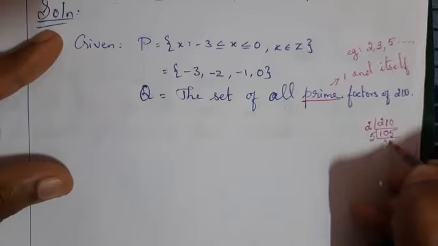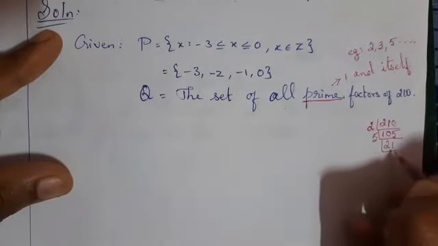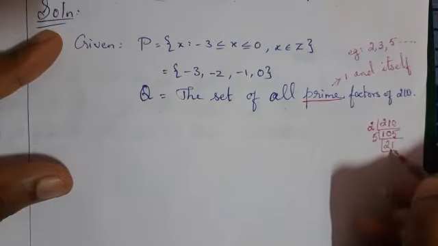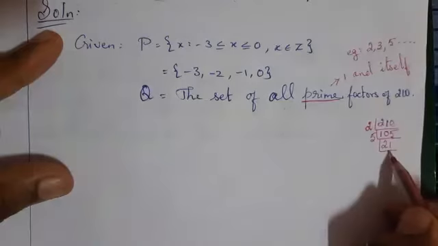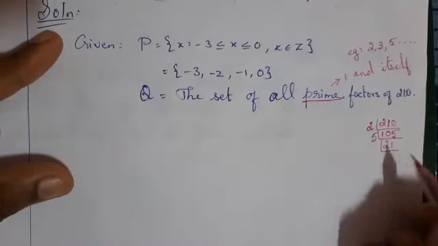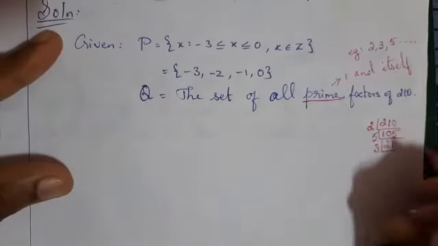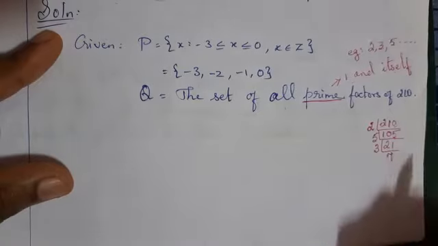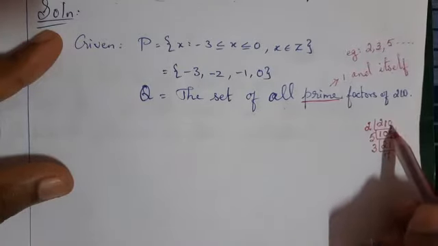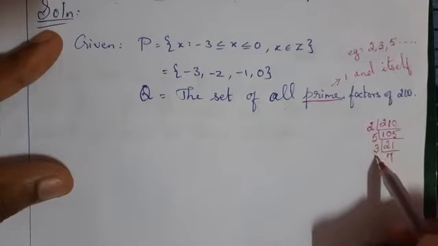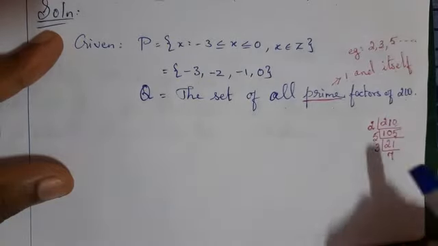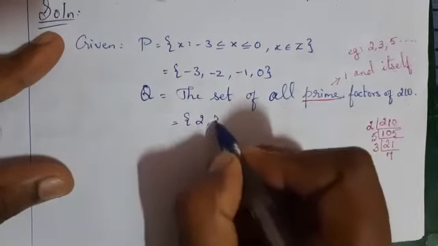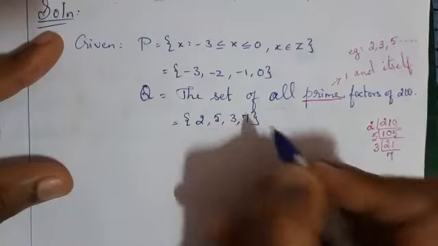2 5s are 10. 1 5 is 5. Now, see here the number ends with 1. Therefore, it is not divisible by 2 and not divisible by 5. Check here, 21. 21 is divisible by 3. Therefore, give for 3. 3 7s are 21. Now, 7 is also a prime number. Therefore, the prime factors of 210 are 2, 5, 3, 7.